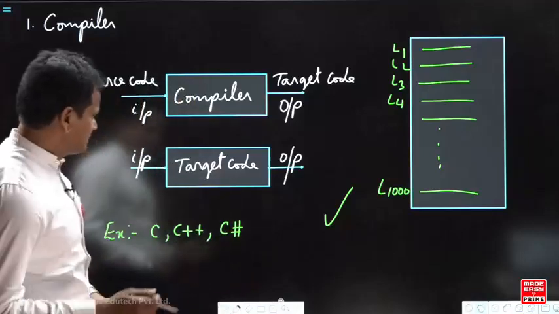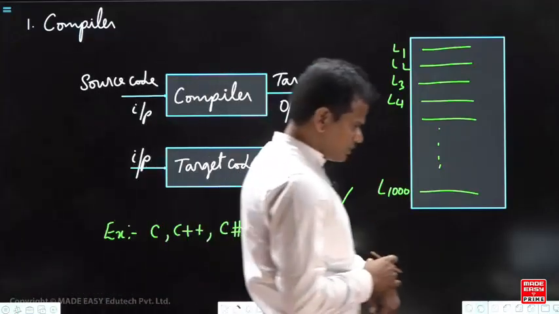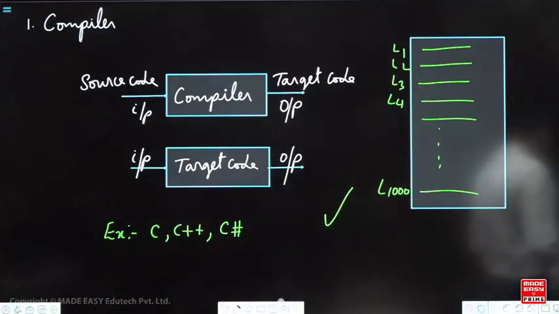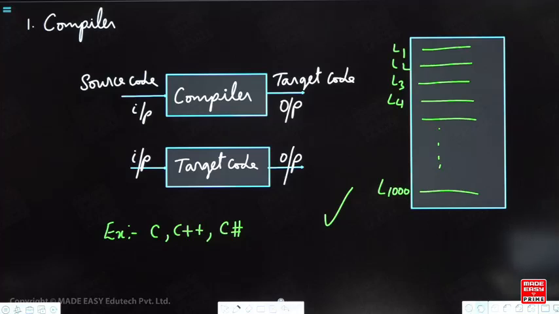Okay. So if this target code is an executable code, then it will be called by the user to process the inputs for producing the output.